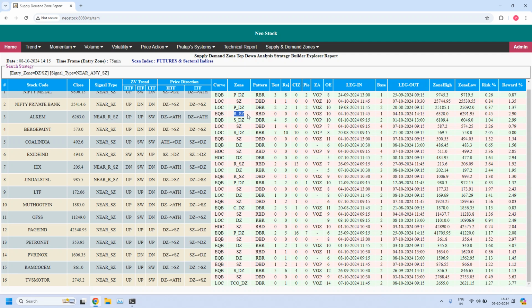Alchem is having a high liquidity 75 minute supply zone, and it is also having a demand zone. Next, IEX is having a high liquidity 75 minute supply zone. Next, Jindal Steel is having a high liquidity 75 minute supply zone. That's it. So we have 3 high liquidity 75 minute supply zones from this list.